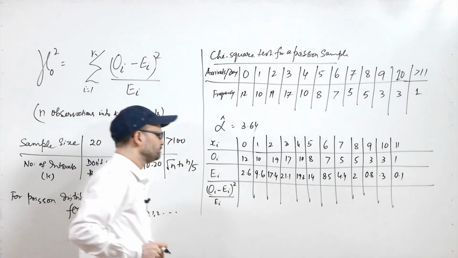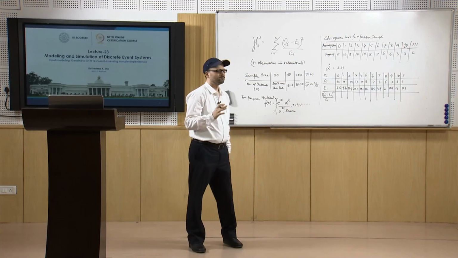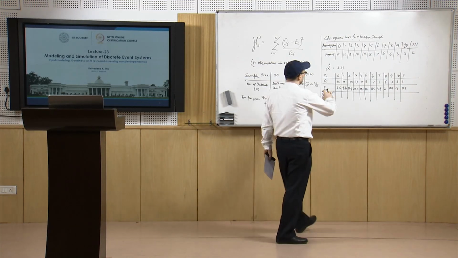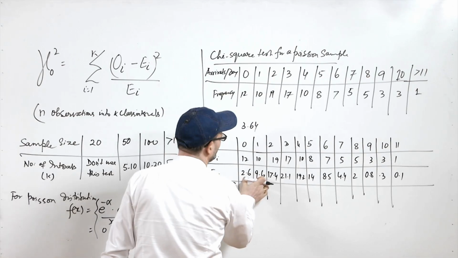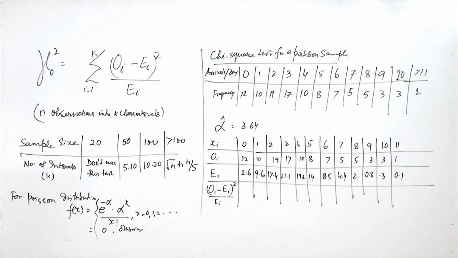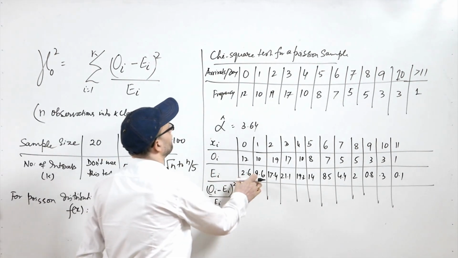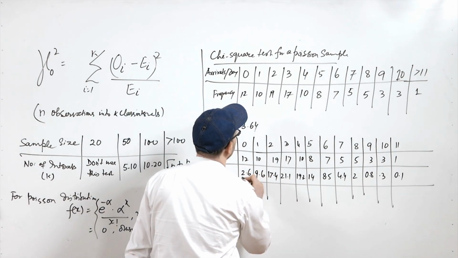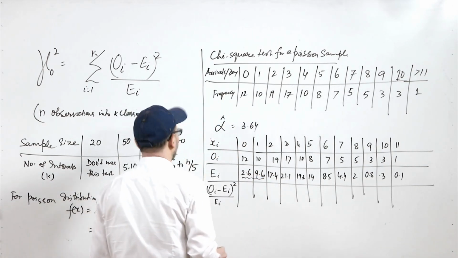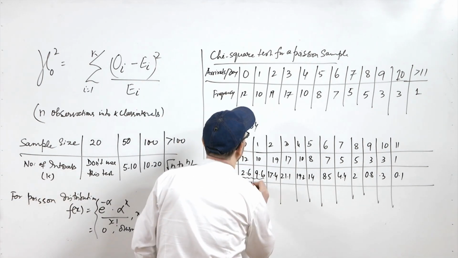Now, in this case, we should try not to have so many intervals, so we will try to combine some of them. If we combine here, it will be something like 12.2.